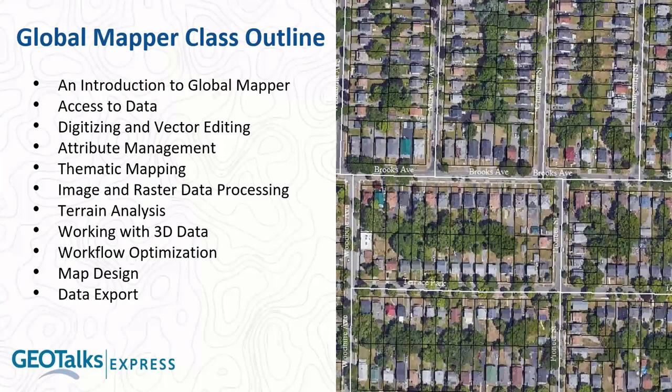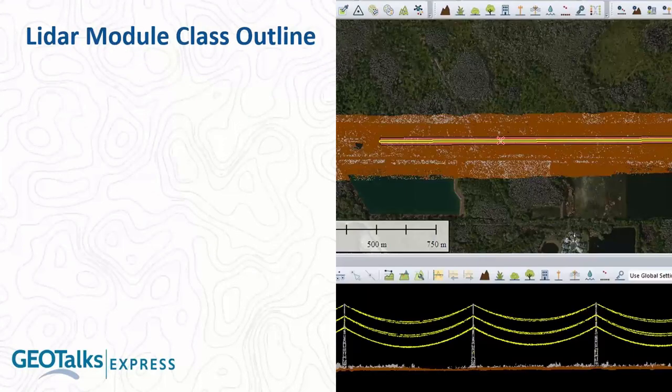We've got about 10 minutes left here. Transitioning from Global Mapper, our Global Mapper class is a standalone. You do not have to go to the Lidar class if you don't use Lidar. Similarly, if you're comfortable using Global Mapper, you've been using it for a while, you can go straight to taking the Lidar class to work with some of the new tools we've added in the Lidar module.